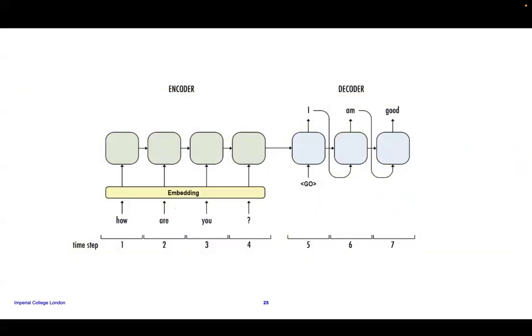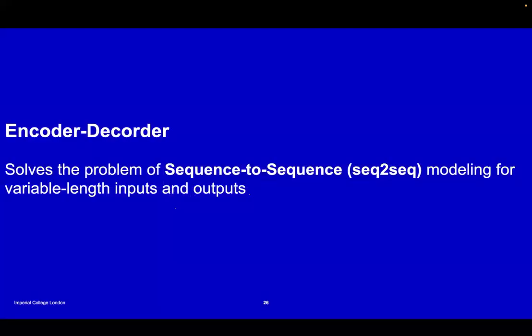So that's what we have in this one. You can see that encoder-decoder solves the problem of sequence-to-sequence modeling for variable length input and output. In that case, encoder-decoder solves this issue, that we need a better architecture that can solve the issue of sequence-to-sequence.